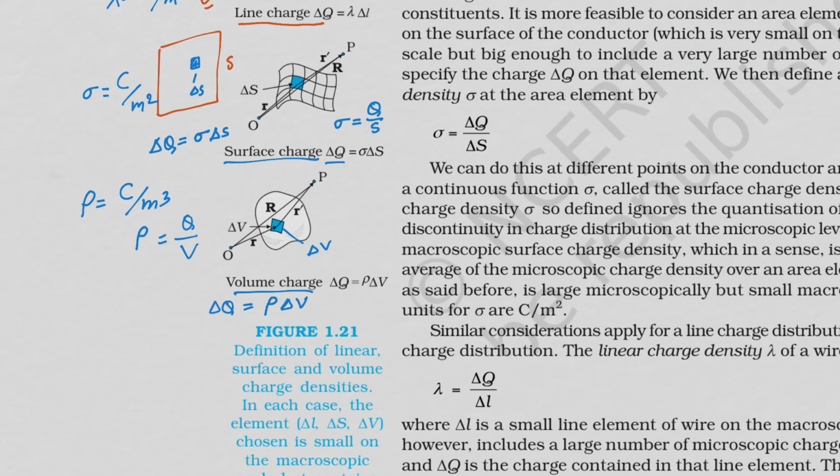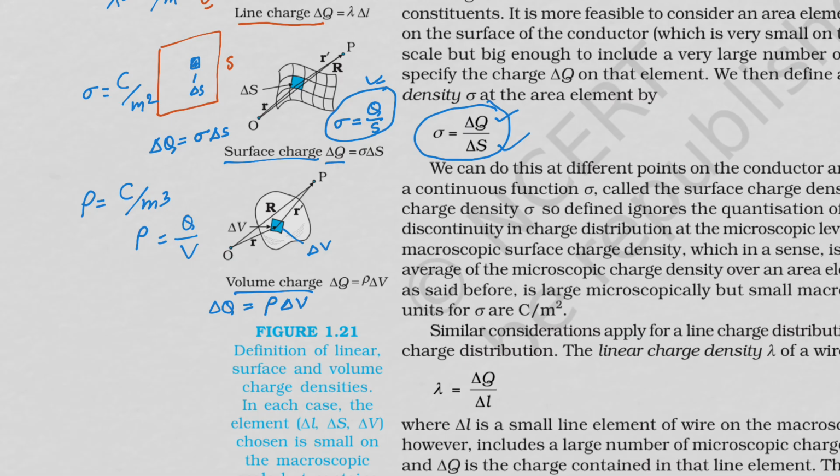So I talked about the charge density, and sigma is equal to total charge by total area. For example, here I have shown it. And in the book, you can see that actually sigma is written as a small amount of charge by a small amount of area. So both are the same thing. You don't have to worry about these.